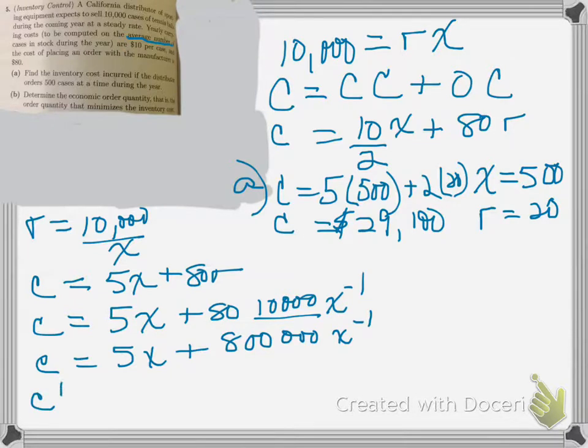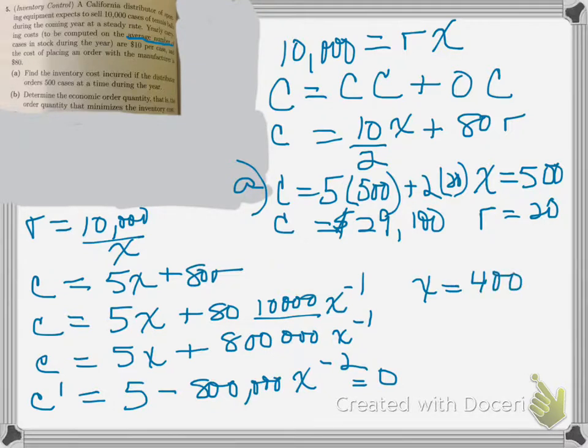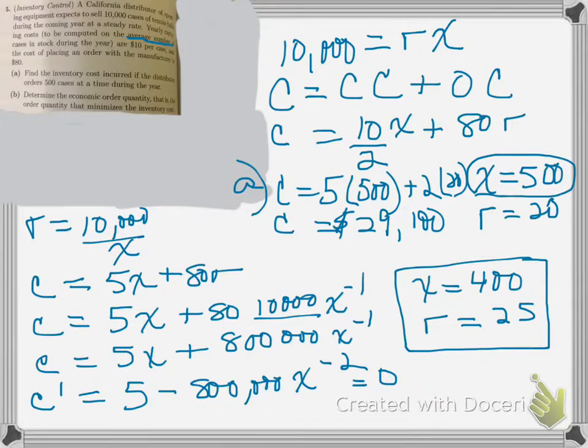Now optimize the situation by taking the first derivative, and this is still going to be, whoops, excuse me, it's going to be a negative, minus 800,000 x to the negative 2. When you set this equal to 0 and solve for x, you're going to get x equals 400. Notice that they suggested in the first example that x equals 500, which is too big a number to order per time if you want to optimize or minimize your cost. So if x is 400, then r, plugging it into the constraint, ends up being 25. And that is the situation you want if you want to minimize your cost.